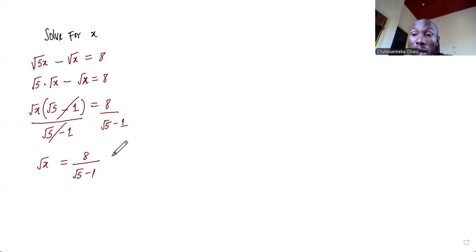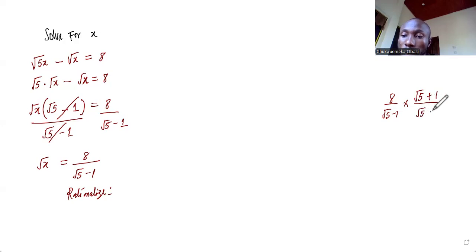Now, the next natural thing to do here is to just rationalize. We rationalize this quantity on the right-hand side. So rationalizing, we're going to have 8 upon the square root of 5 minus 1 times the conjugate of the term we have in the denominator. That will become the square root of 5 plus 1 all upon the square root of 5 plus 1.